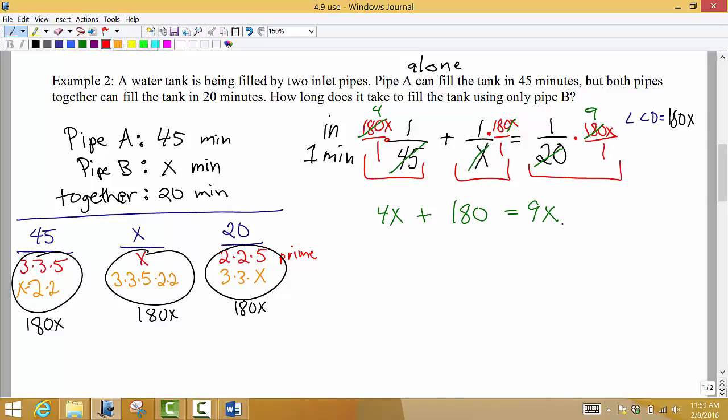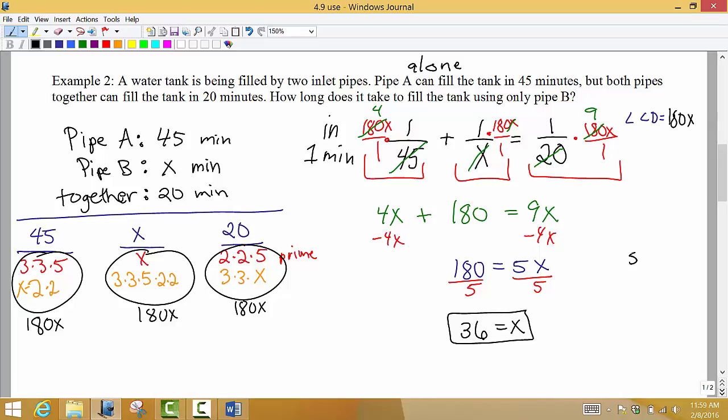Just solve for x. It's a linear equation, so I don't have to factor. So we're just going to subtract 4x from both sides. I'm left with 180 is equal to 5x. Then we're going to divide both sides by 5. 5 goes into 180, we actually get 36.